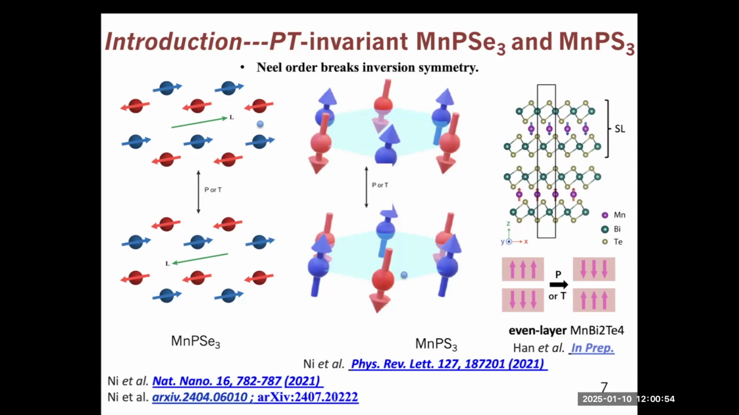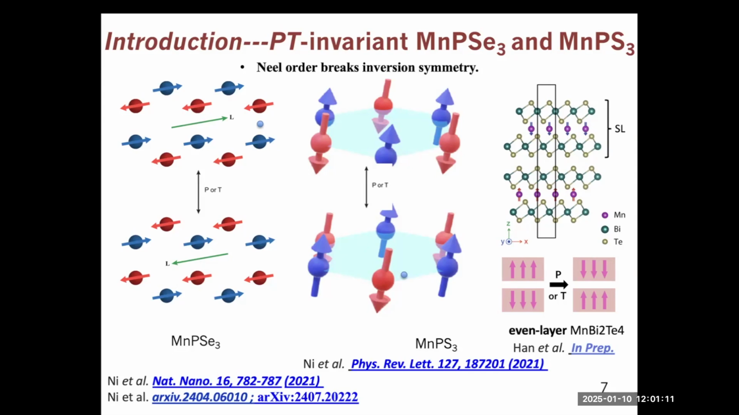In other words, systems like manganese phosphorus selenium 3, sulfur 3, and also NiPS3 are all centrosymmetric in the crystal. That's when we forget the spin, but if you include the spin and do the inversion operation, you will get to this state.